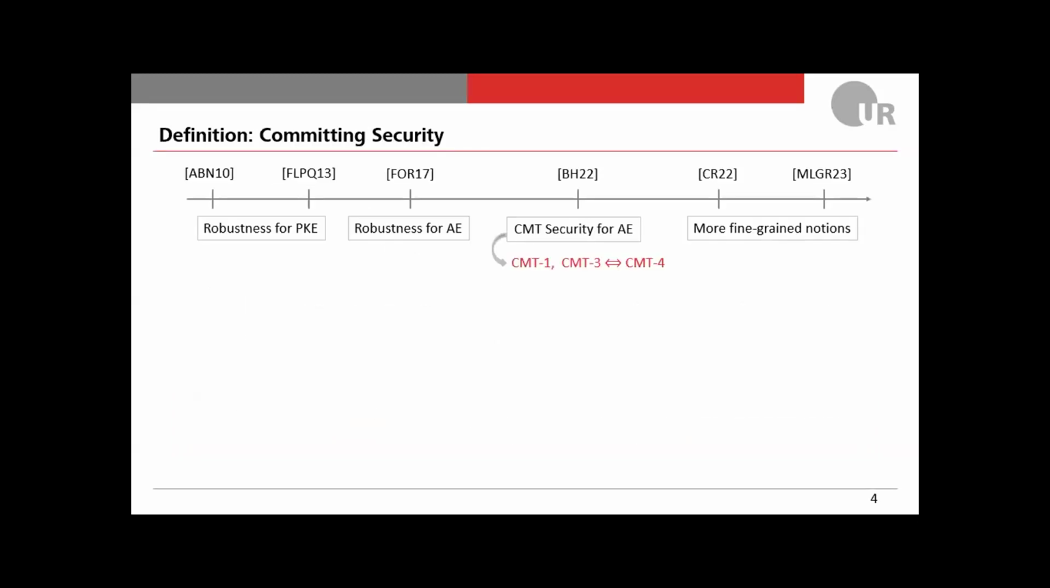Before we do this, I want to give short definitions for our two main notions, starting with committing security. The notion can be traced back to so-called robustness, which was originally only defined for PKEs, but then evolved over time. We consider the committing notions from Bellare and Hoang from 2022, which are CMT-1, CMT-3, and CMT-4, the latter two being equivalent. There has also been more development, as recently there have been two works on more fine-grained notions.